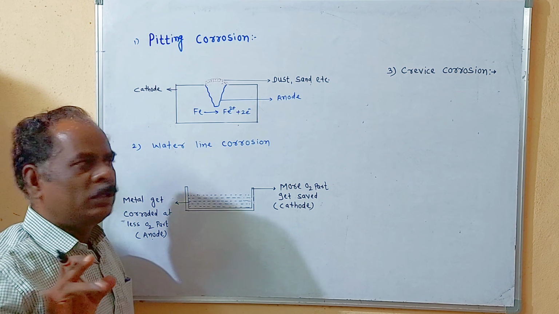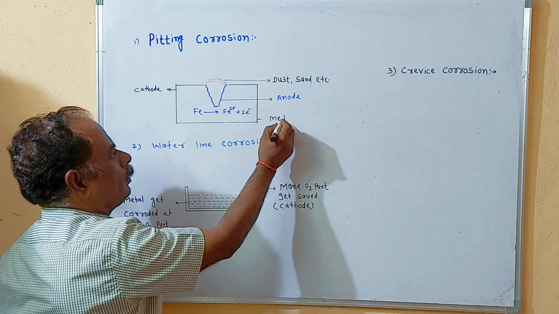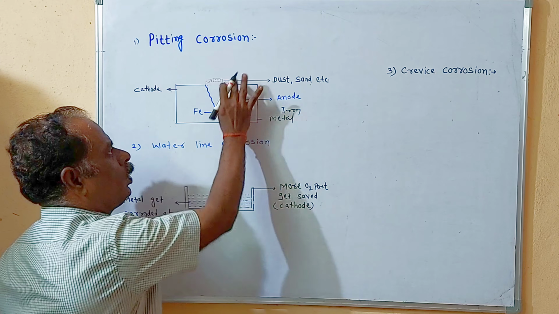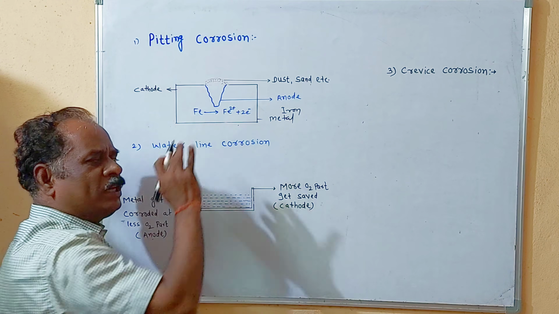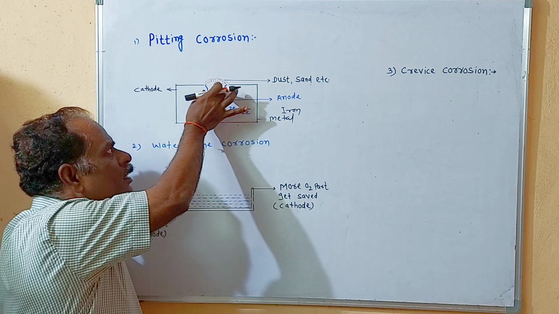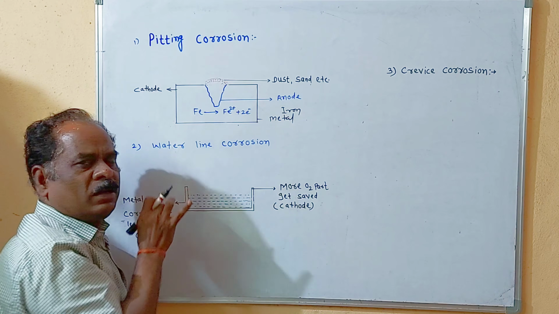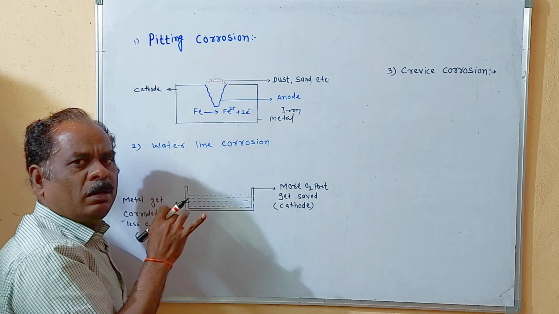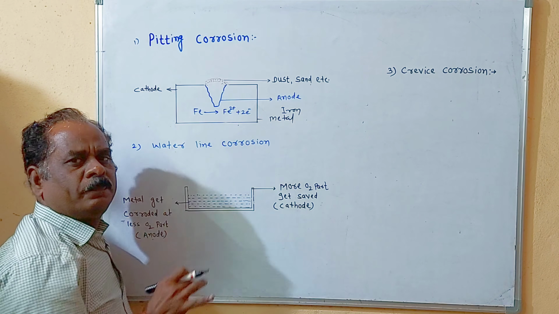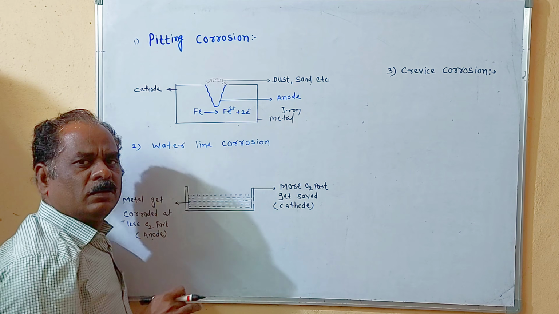It means that the whole metal surface, this is the metal strip, iron metal, this whole metal is in contact with excess oxygen, and only this pit, formed due to the accumulation of dust or sand particles on the surface of the metal, has a lesser amount of oxygen entering through this hole or pit. It means the concentration of oxygen is less here.